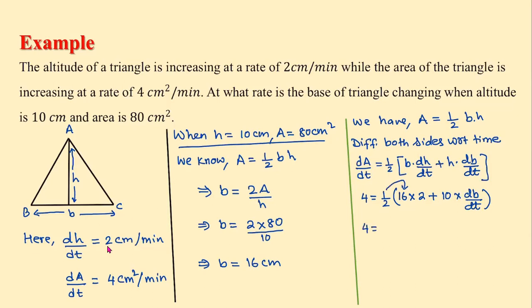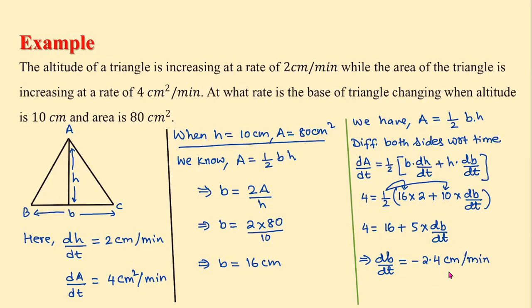If I distribute this half here, half of 16 is 8. So 8 times 2 is 16. Plus, if I distribute this half here, half of 10 is 5, multiplied by db over dt. So if we solve this, if I subtract 16 on both sides, it will be negative 12. And when you divide negative 12 by 5, it will be negative 2.4. Negative 2.4 centimeter per minute.